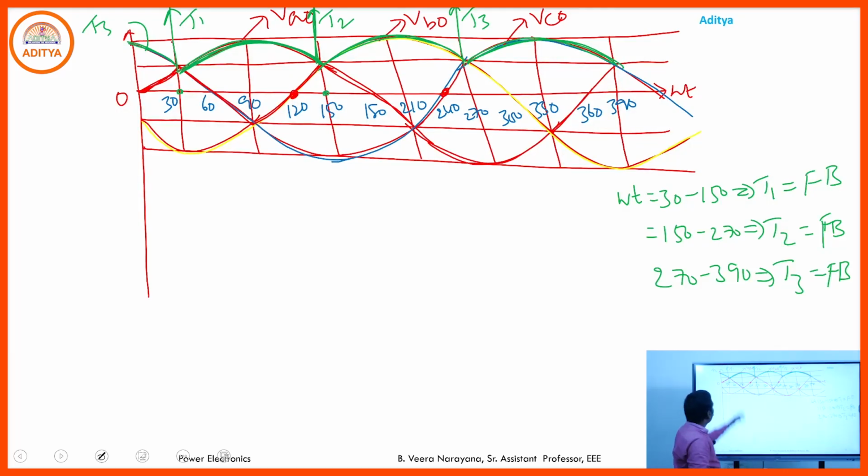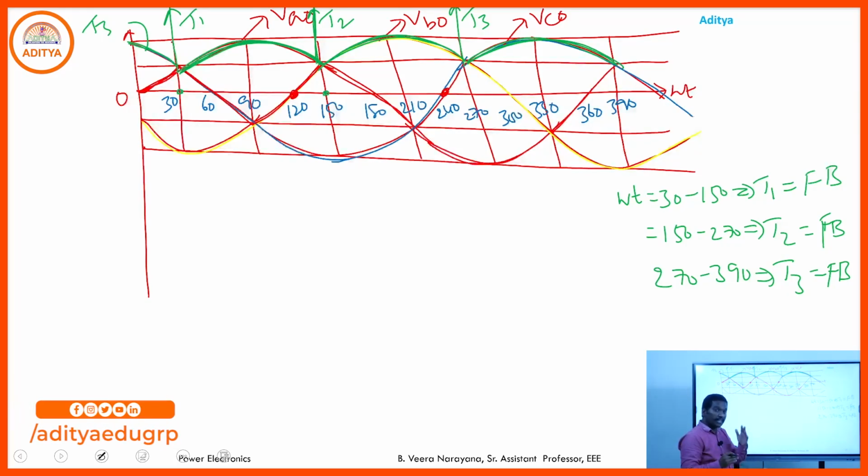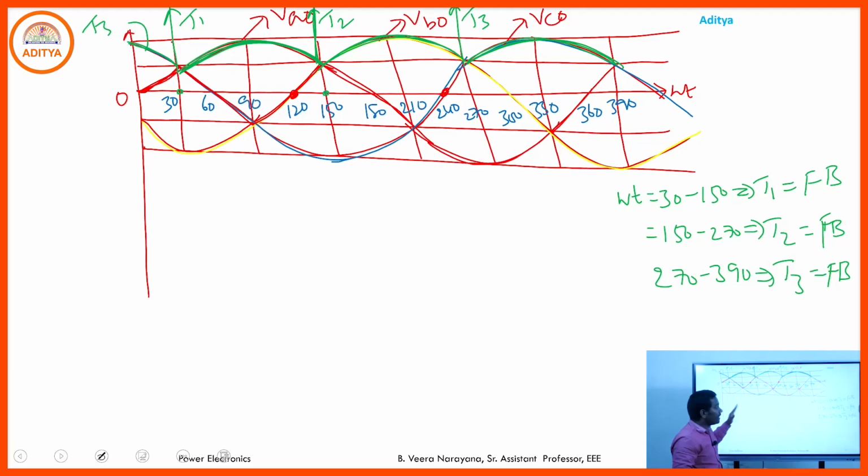So observe here, between 30 to 150, if you provide the gate pulse, then T1 comes to the on state. If you provide the gate pulse to T1 before 30, it does not come to the on state. Why? Because phase C is more positive, hence T3 is in forward bias, and correspondingly T1, T2 are in reverse bias. So only in the condition where the thyristor is forward biased, if you provide the gate pulse, the corresponding thyristor comes to the on state.